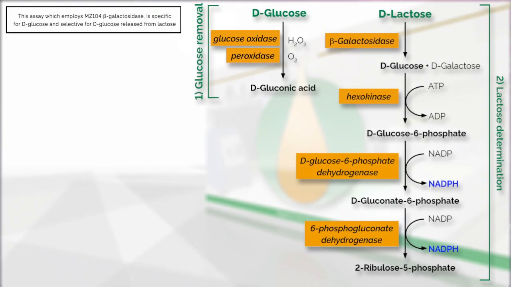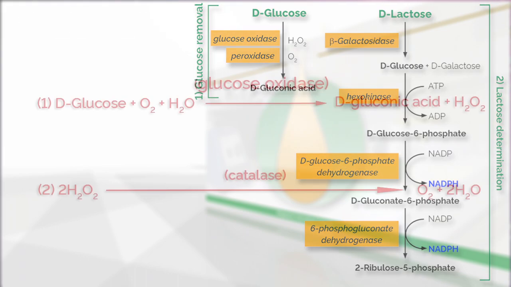This assay specifically measures D-glucose, and through the use of a selective beta-galactosidase, MZ104 beta-galactosidase, it is highly selective for lactose. The principle of the enzymatic reaction involved in the measurement of lactose is shown in this figure.